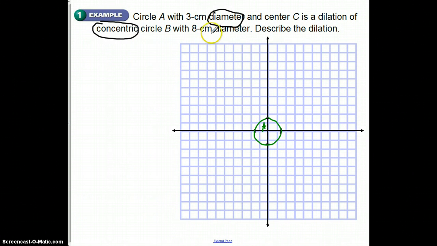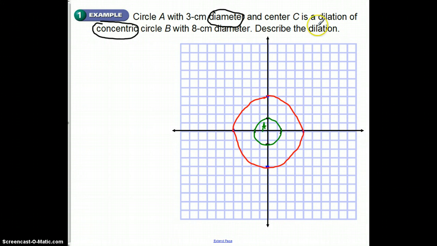To do circle B, it's 8 centimeters. So if I had my center at 0, 0, 1, 2, 3, 4, here's half of it. 1, 2, 3, 4, here's another half. 1, 2, 3, 4, here's another half. Here's another half. Now, with this circle, I'm going to do the same thing. I'm going to try to draw my pathetic looking circle. We'll pretend. Okay, let me fix this side that looks like it's got issues. That looks a little better.